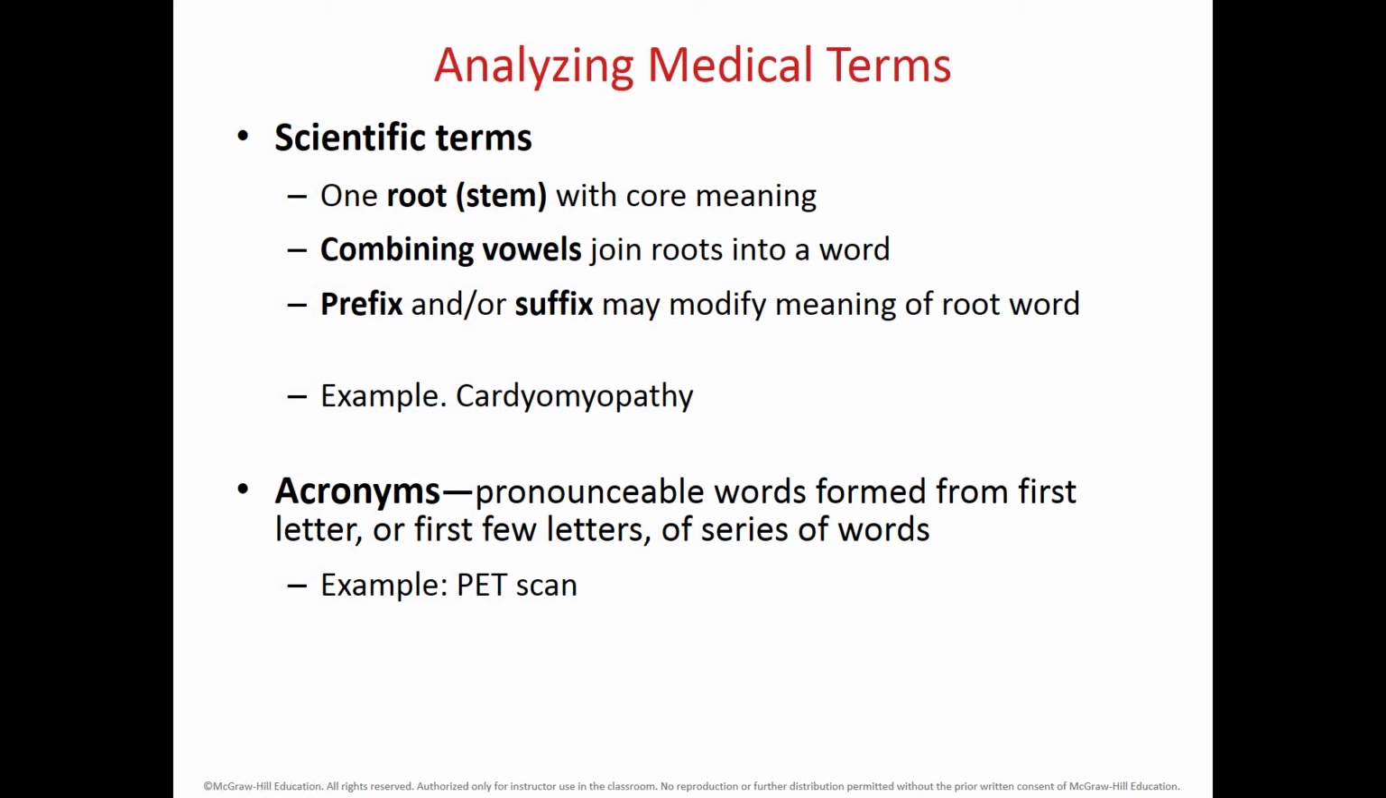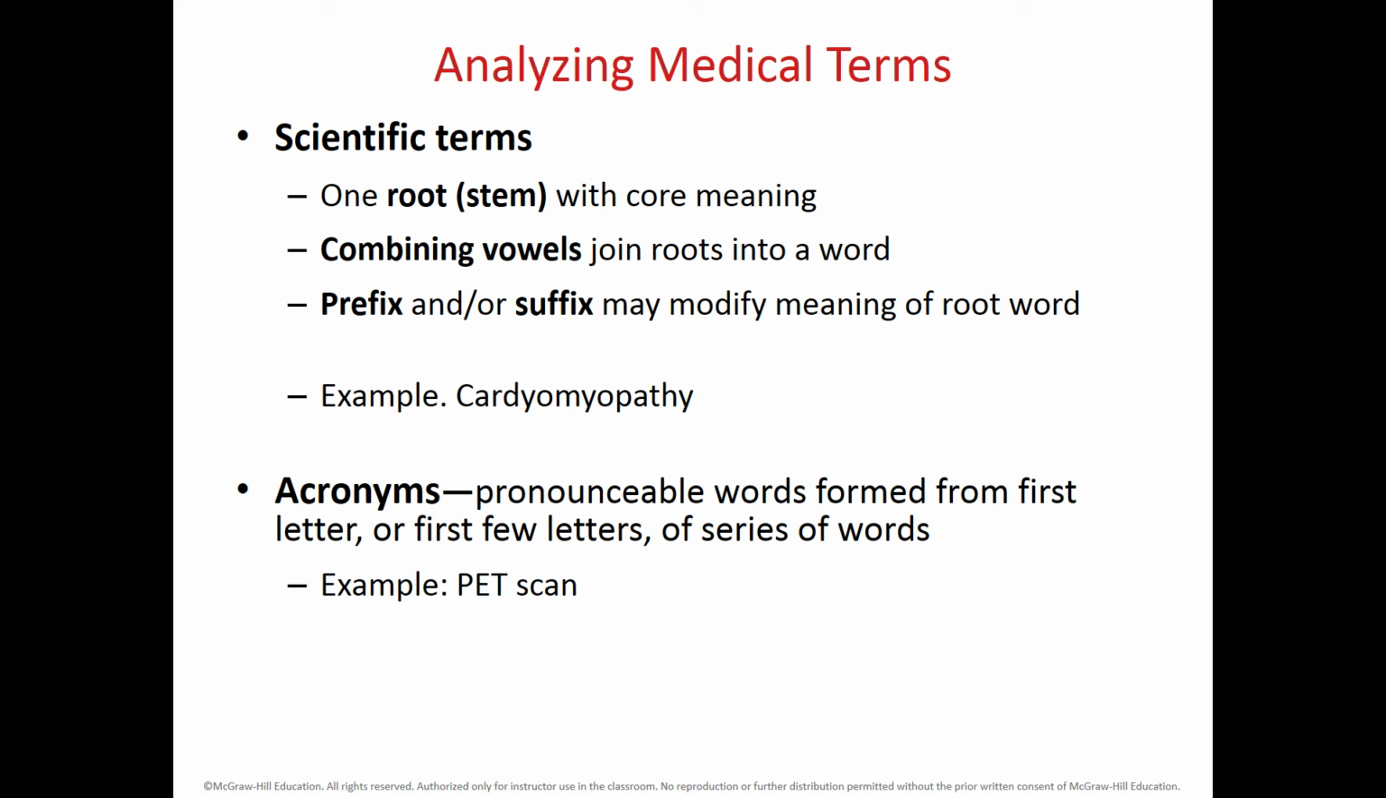So one way to analyze medical terms is by using scientific terms and acronyms. Scientific terms usually have one root or stem that has the core meaning, and then combining vowels that join the roots of the words. You can also have prefixes or suffixes, which are little parts of a word at the start of the word in the case of prefixes, or at the end of the word in the case of suffixes, that can modify the meaning of the root of the word.